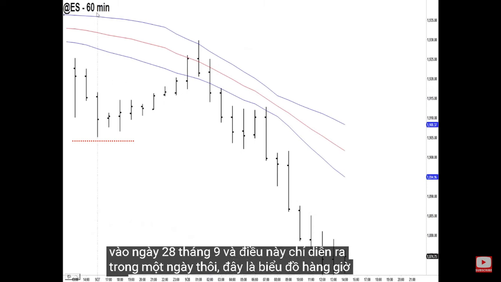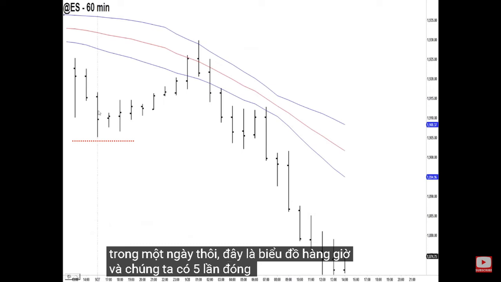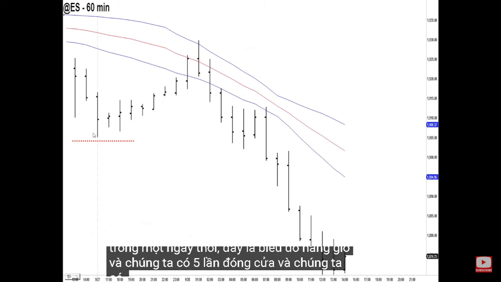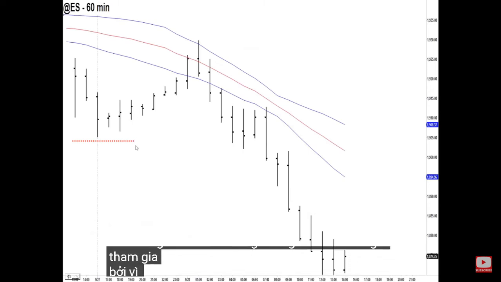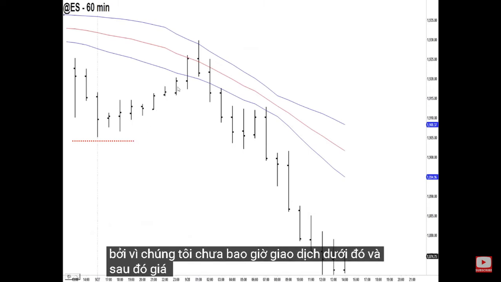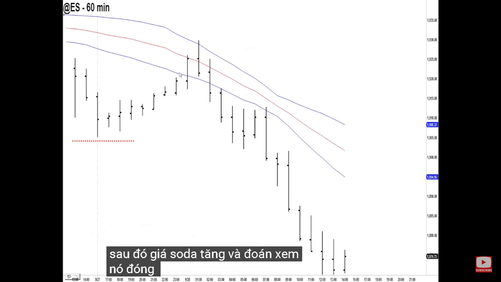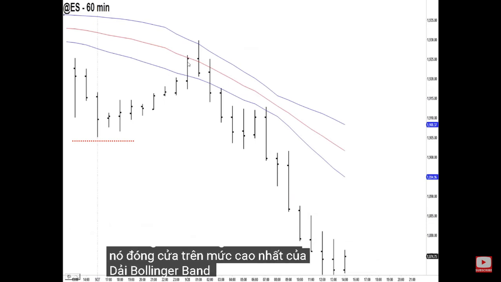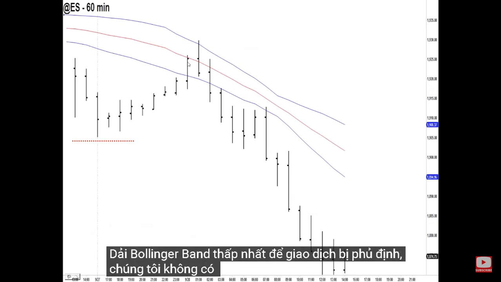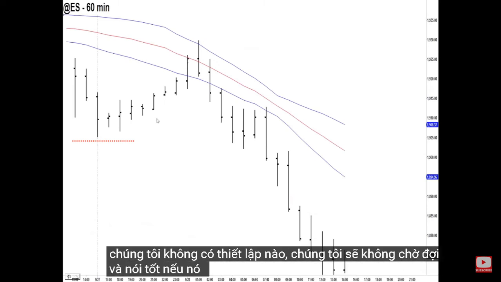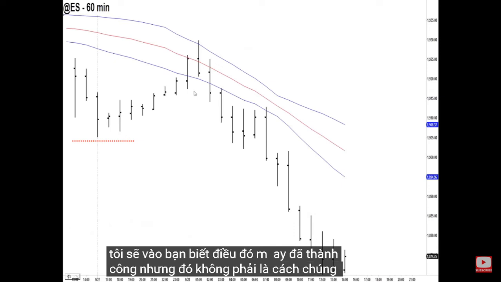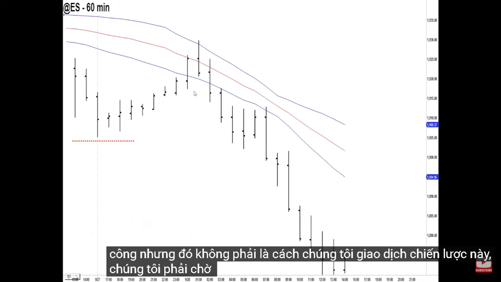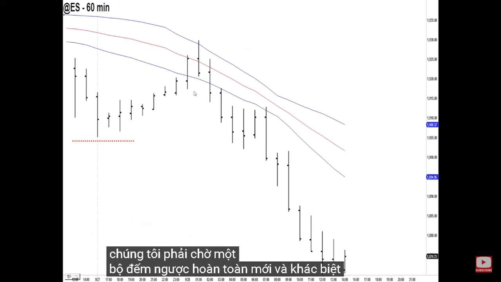All right, this is an hourly chart, and we have 5 closes, and we have a short-term bottom. So this is where we're going to enter. But we never entered because we never traded below there, and then price started to rally, and guess what? It closed above the lowest Bollinger Band, so the trade is negated. We have no setup. We're not going to wait and say, well, if it goes down there again, I'll get in. It may have worked out, but that's not the way we trade this strategy. We have to wait for a completely new and different countdown.